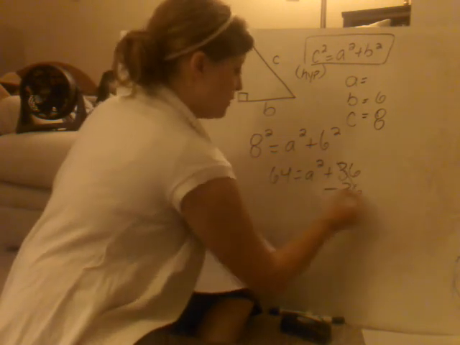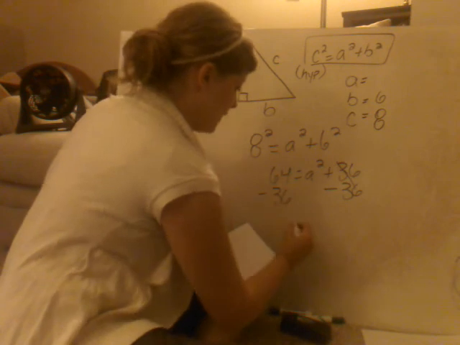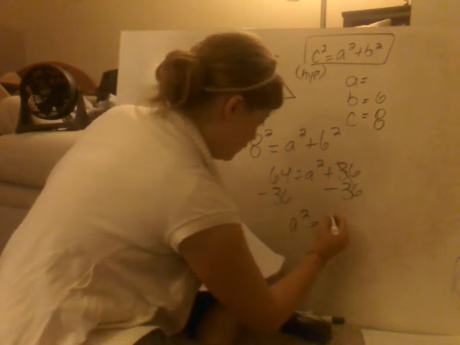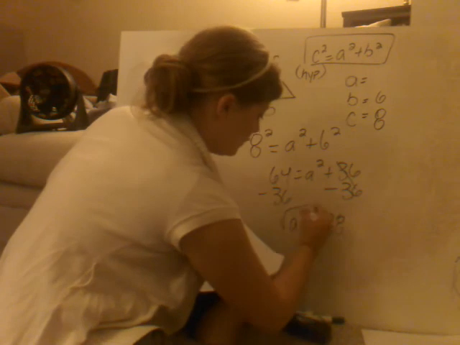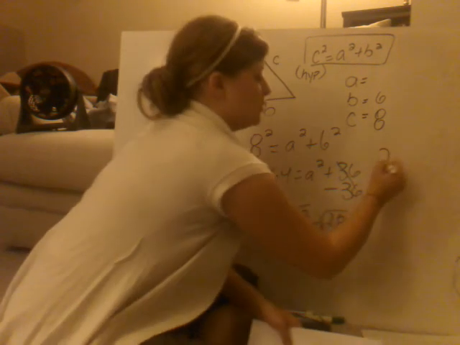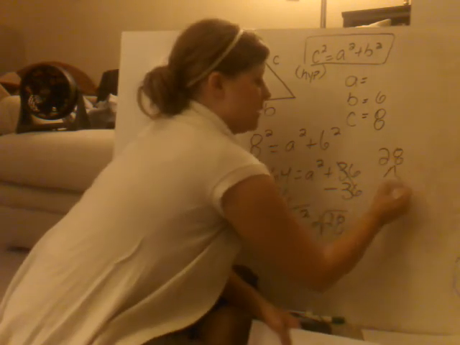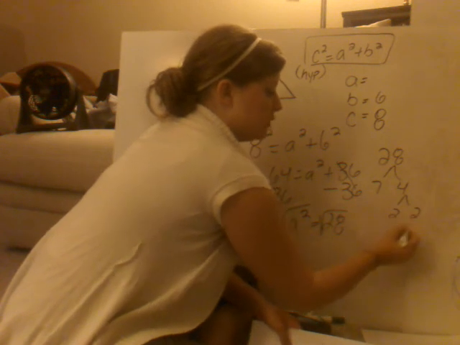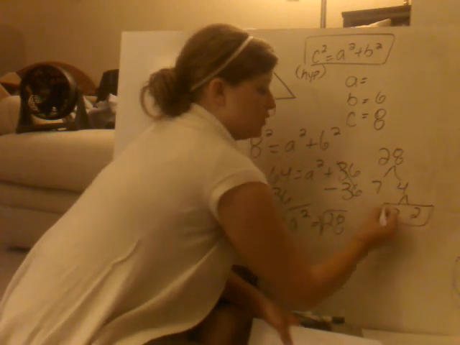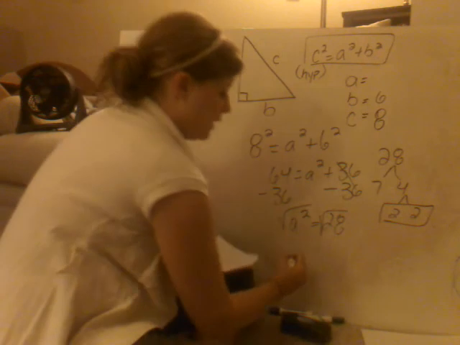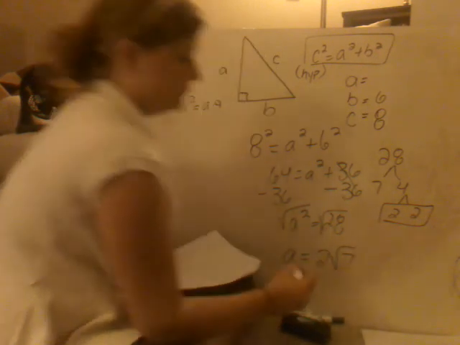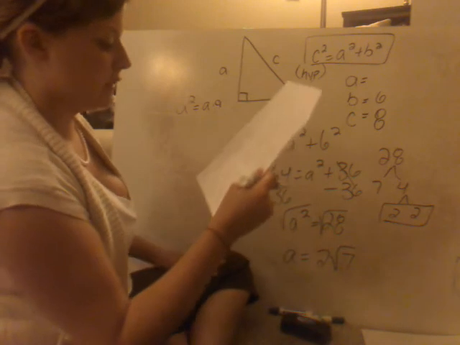Subtract 36 from both sides. I get a squared is equal to 28. I take the square root. I make a factor tree. 28 is the same as 7 times 4. 4 is 2 times 2. So I have 2 2's, which means I can take one out. So a is equal to 2 square root of 7. And that is number 18.